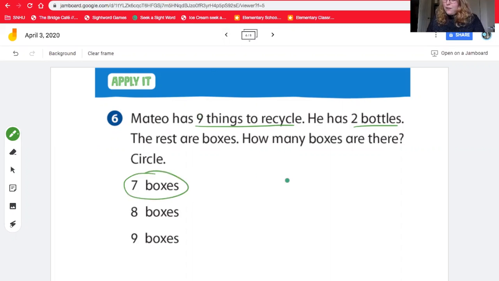And if you were unsure of that, you could always draw a picture. You could use your number path, whatever tool helps you. Ms. Hughes just used her fingers so she could demonstrate that that's an option as well.